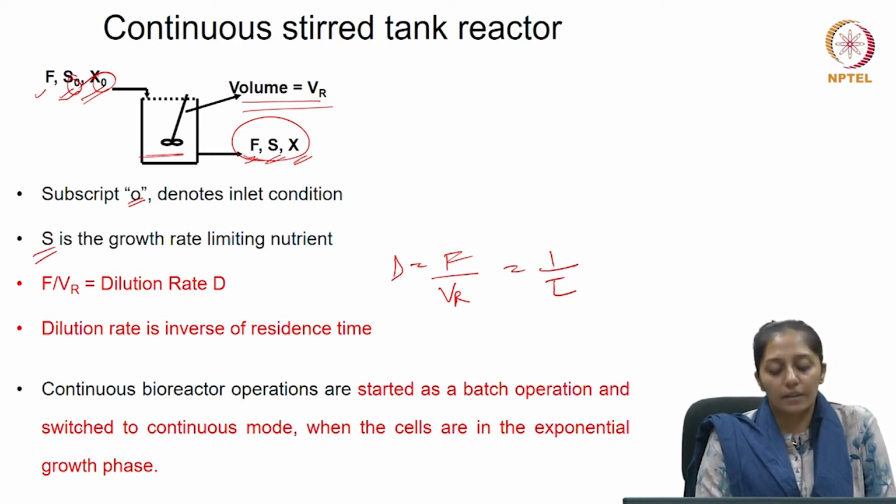Now, continuous reactor operations are generally, as in the case of fed batch, started as batch. If the purpose is to continue the growth phase, to keep the culture in the exponential phase and avoid nutrient limitation, then it is switched to continuous mode when the cells reach the exponential phase.